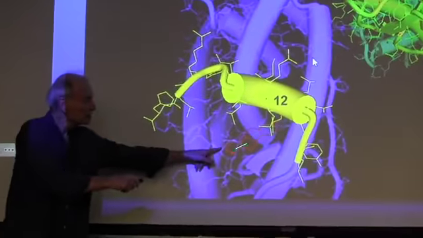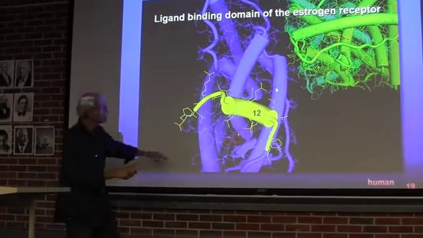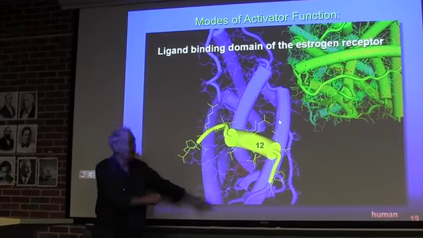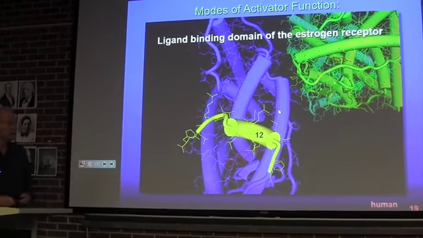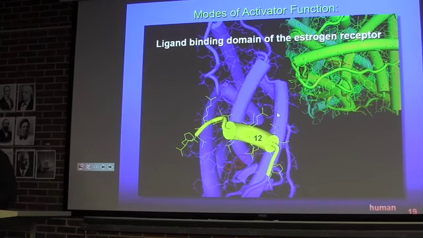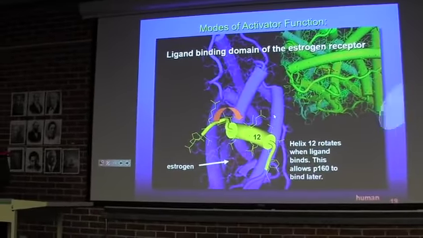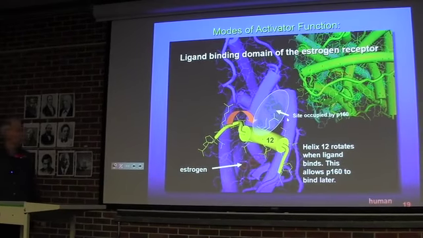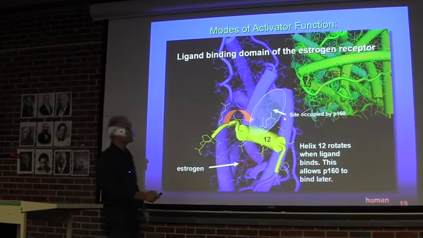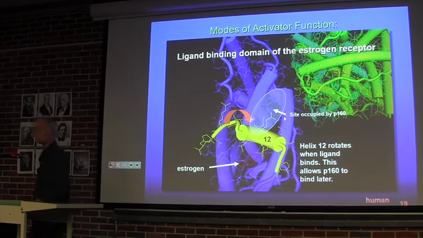Here you see this case, I believe is estrogen. You see the binding of estrogen in that pocket. And when that happens, helix 12 rotates so it uncovers the binding site. It rotates down, uncovers the binding site for the co-activator that has the HAT activity, and that's called P160.